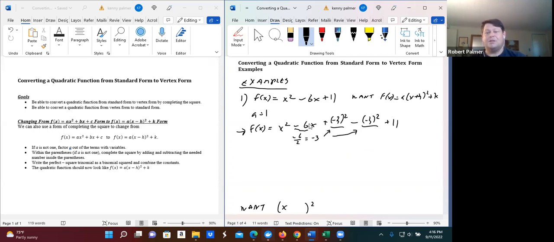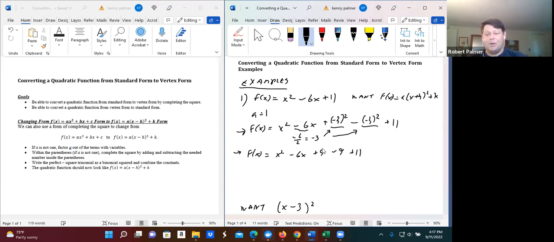Once again, I take this number in front of the x, including its sign, and divide it by 2. -6 divided by 2 is -3. I square that and put that here and here. Now, since I know that, it already tells me this is going to be a -3 right here. So, continuing, let's see what I have now. I have x squared minus 6x. Of course, -3 squared is 9, so I have plus 9 minus 9 plus 11.